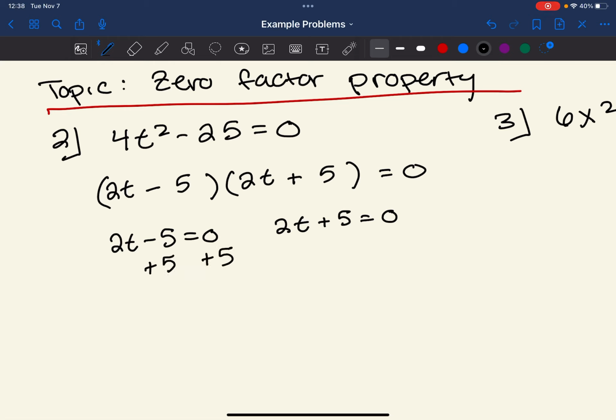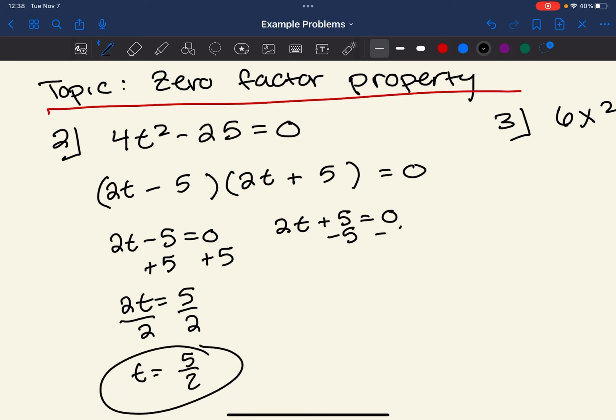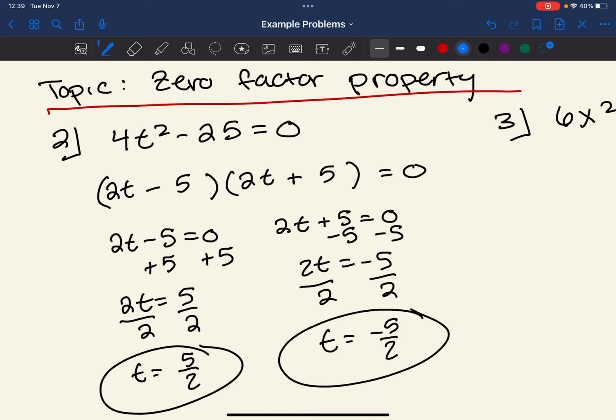So for the first one, I get t is equal to 5/2. And for my second one, I get t is equal to -5/2. Okay, and this was because we used the concept of perfect squares.